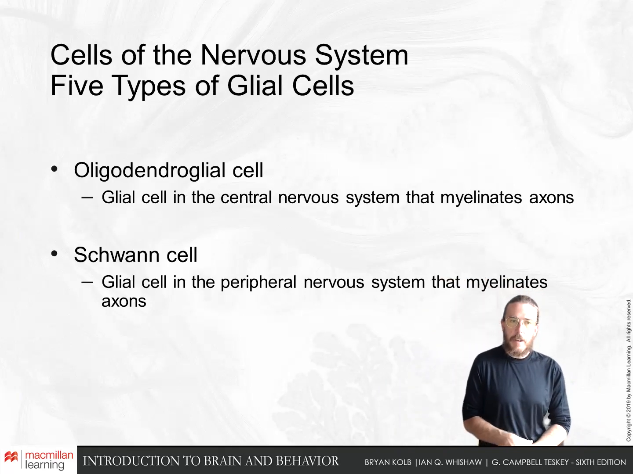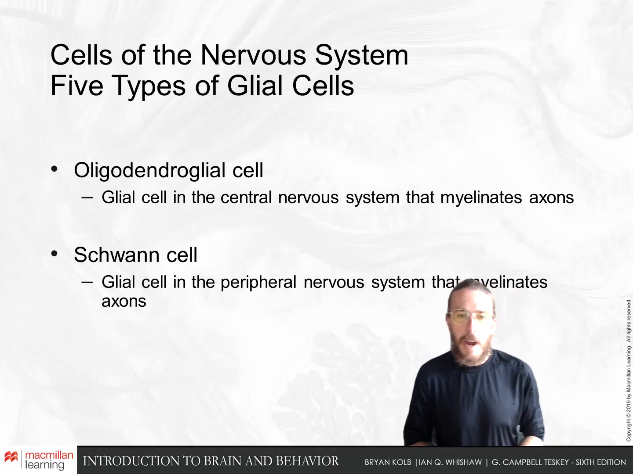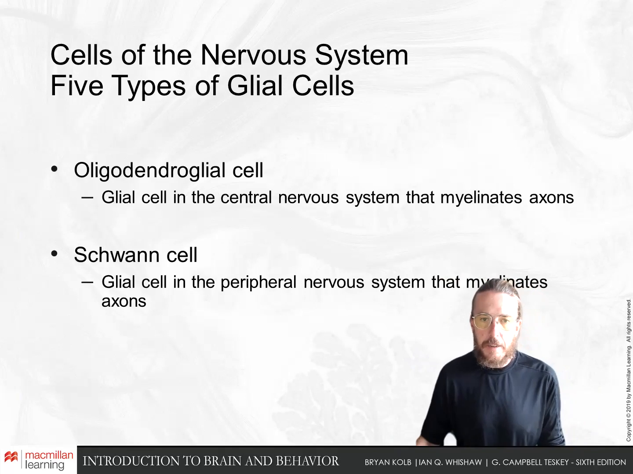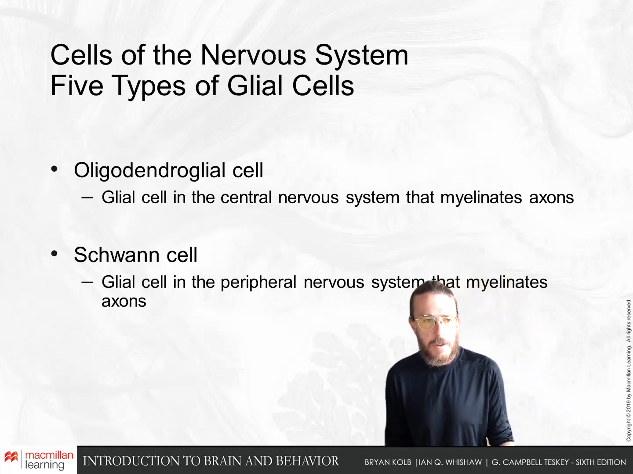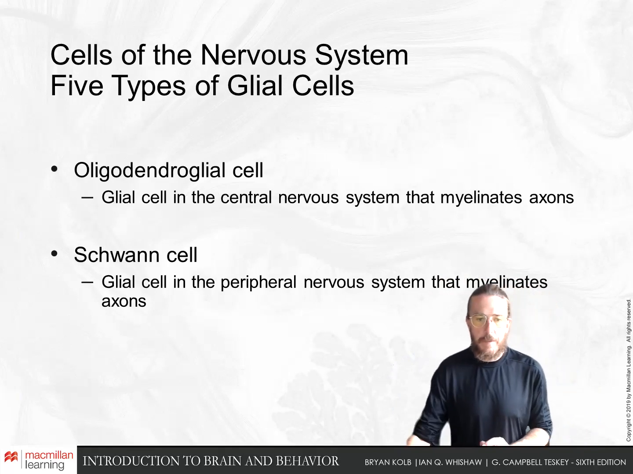Oligodendrocytes are glial cells inside the central nervous system that wrap their processes around axons, creating the myelin, which I said was insulating the axons and allowing them to conduct information faster. And Schwann cells have the same function, but in the peripheral nervous system.